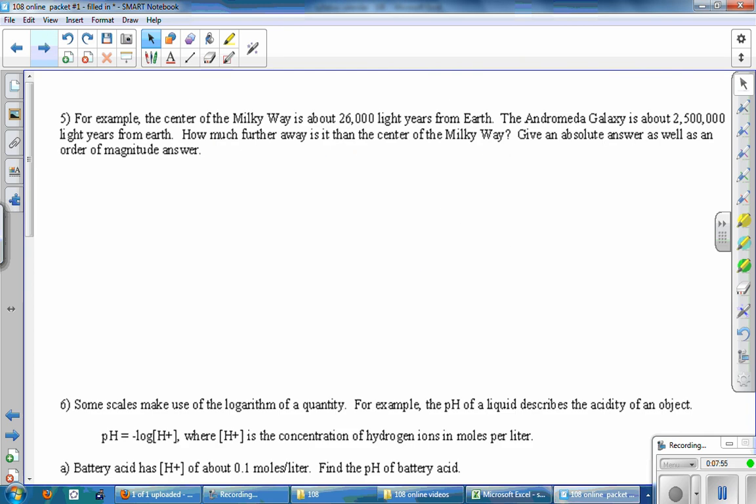Number 5, for example, the center of the Milky Way is about 26,000 light years from Earth. The Andromeda galaxy is about 2.5 million light years from Earth. How much farther away is it than the center of the Milky Way? Okay, it says give an absolute answer as well as an order of magnitude answer. All right, the absolute answer is fairly useless. How much further is it? Well, we're just going to subtract these two numbers.